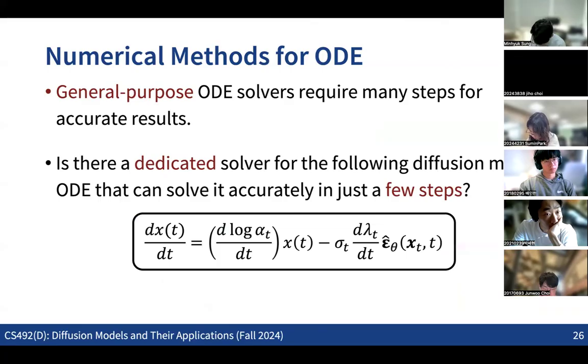The thing is that if we use any existing numerical ODE solvers, we can get accurate results, but with many time steps, more than 50 or so. But here the question is that since we know the specific ODE formulation here, based on the characteristics of this specific equation, can we make a dedicated ODE solver for this specific equation so that we can also get accurate outputs with a small number of time steps? So that's the thing that we are going to discuss today. Make sense? Any questions on this?